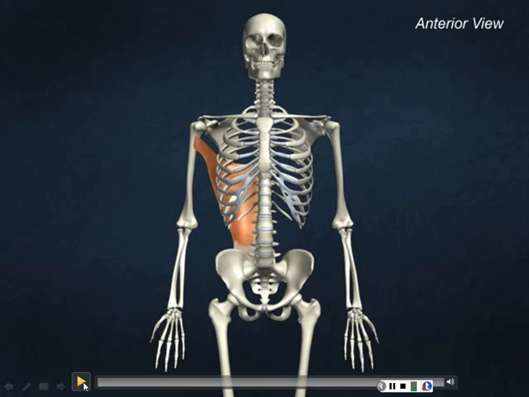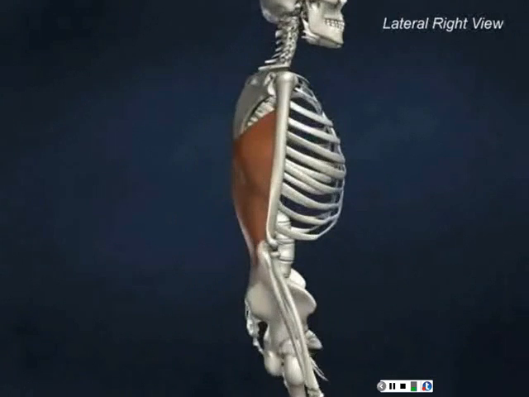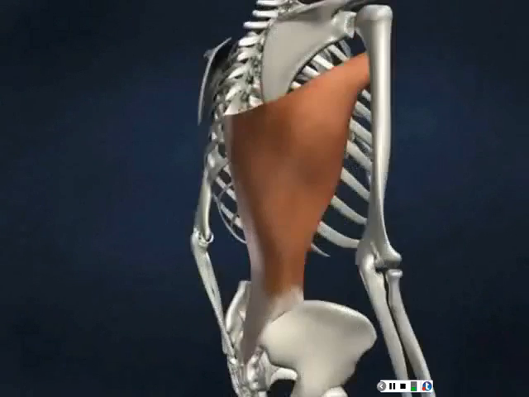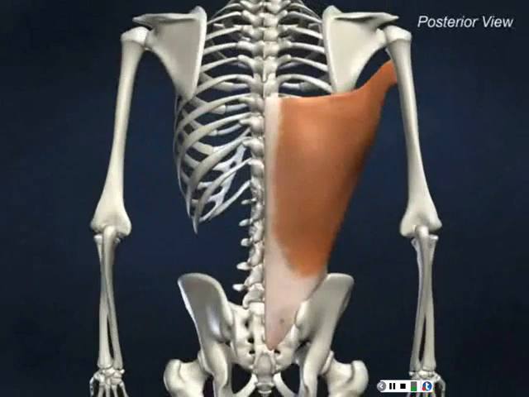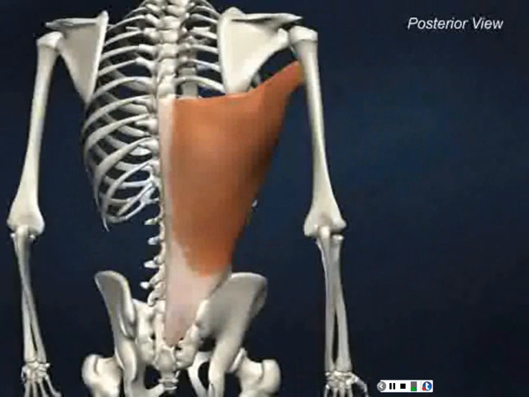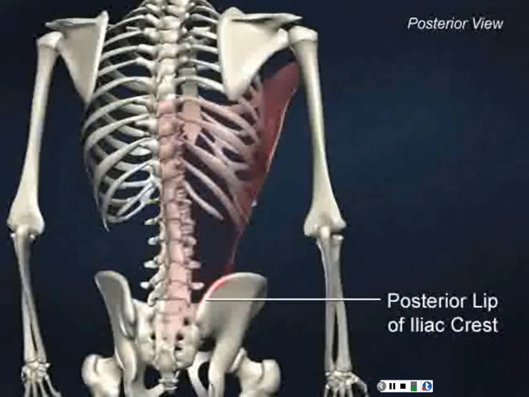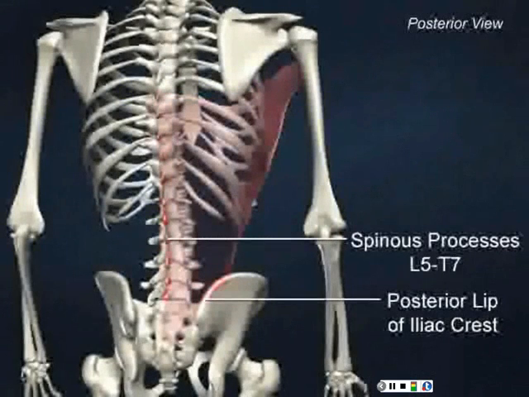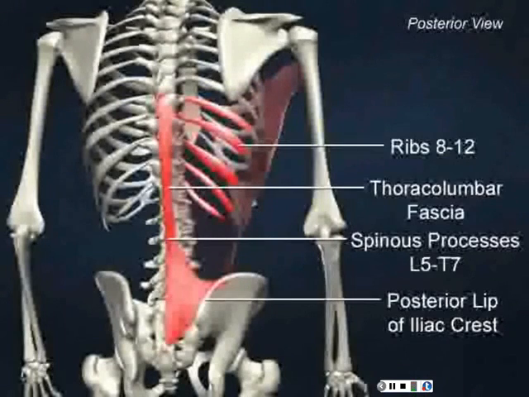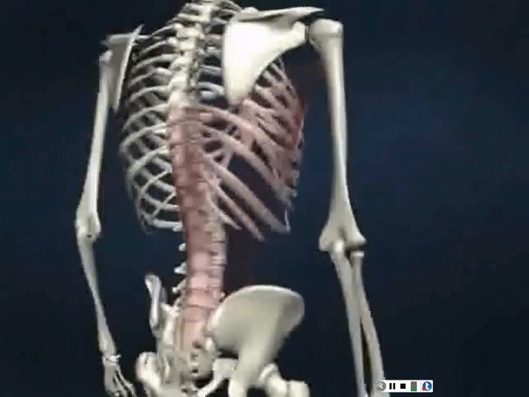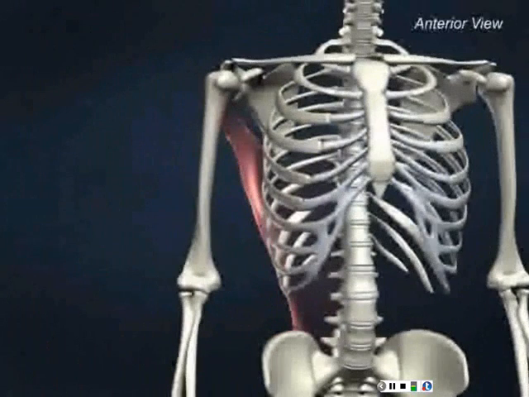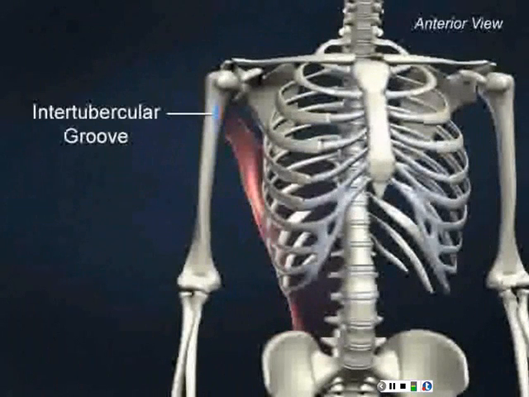This one is latissimus dorsi. The latissimus dorsi is the large triangular-shaped muscle of the upper limb, which has an extensive origin from the posterior thorax and abdomen. The origins of the latissimus dorsi are from the posterior lip of the iliac crest, the spinous processes of vertebrae L5 through T7, and ribs 8 through 12 via the thoracolumbar fascia. The insertion is to the intertubercular groove of the humerus.